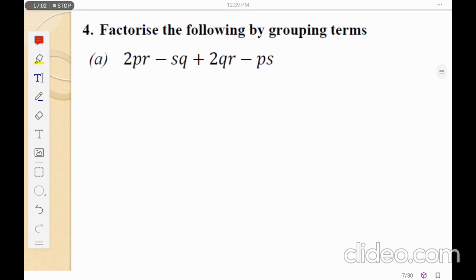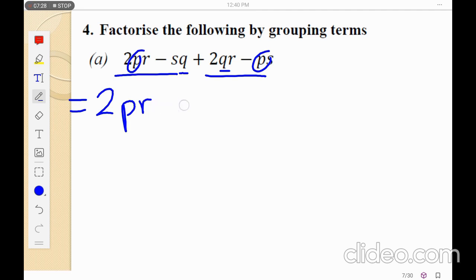Okay, now we want to factorize this one. If I want to factorize this one, you find out here I don't have a factor, here I don't have a factor. So I'm going to rearrange first. Rearranging, this here has got a p, so I'll also take this one with a p. Then the q's will be together. That's how I'm pairing. So I'll have 2pr minus ps, then I have my plus 2qr. I'm starting with a 2 because here I've started with a 2. Then I will have minus sq.